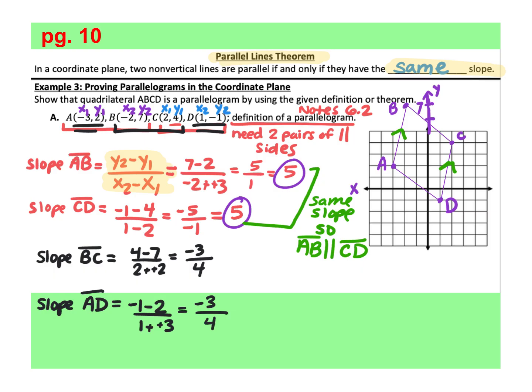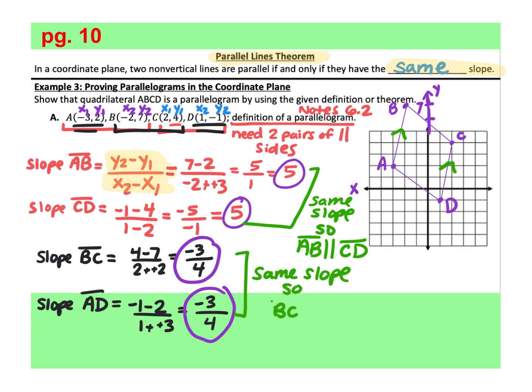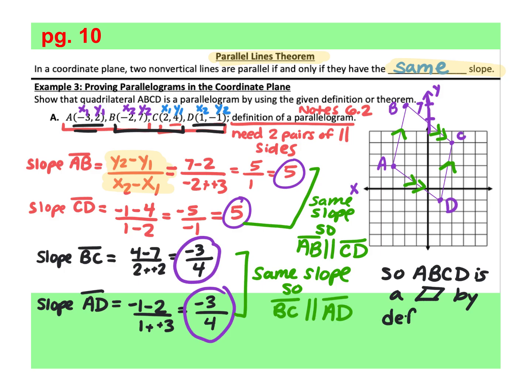So just like we expected, we have two sides that are parallel again. So this is also the same slope. So we have the second pair of sides, BC, is parallel to AD. Let's mark that in our picture, BC and AD. And now I have both pairs of opposite sides that are parallel. So ABCD is a parallelogram by definition of a parallelogram.